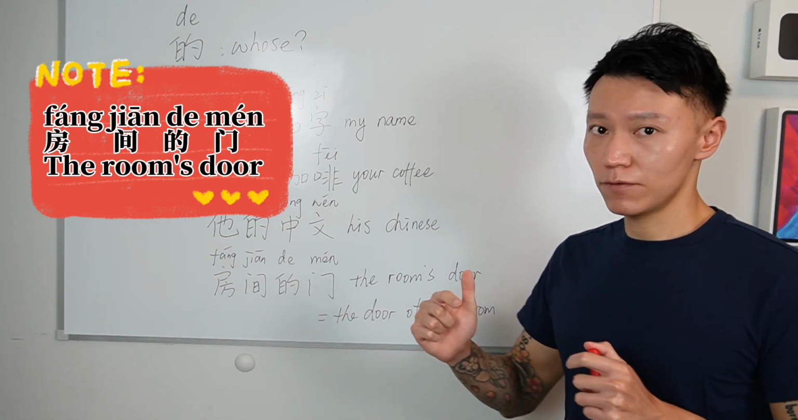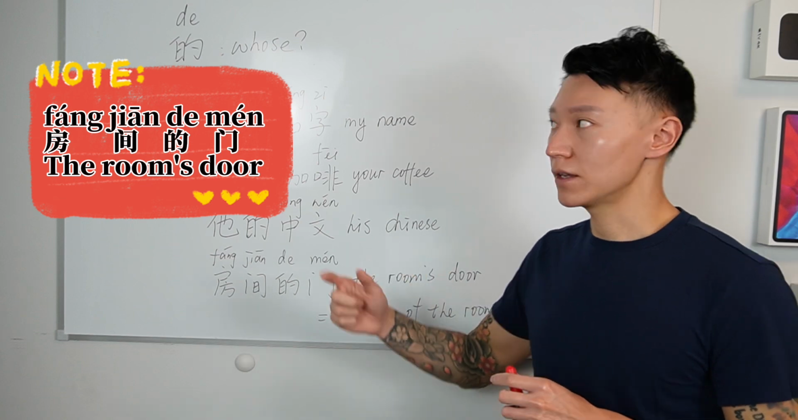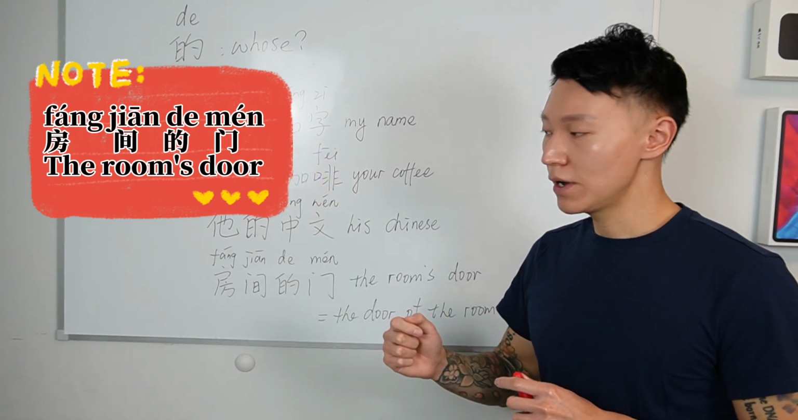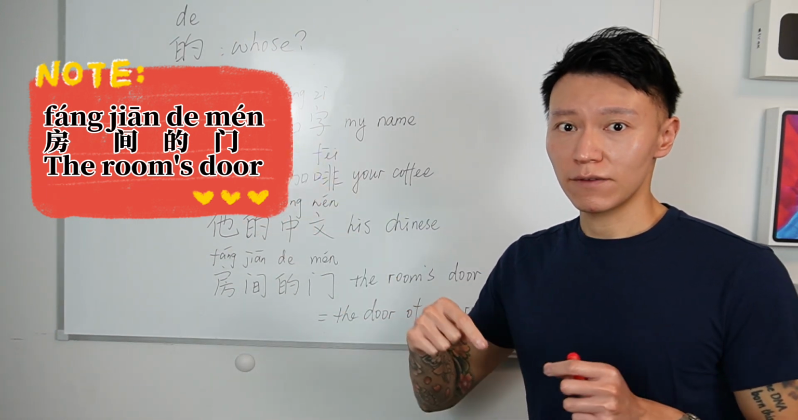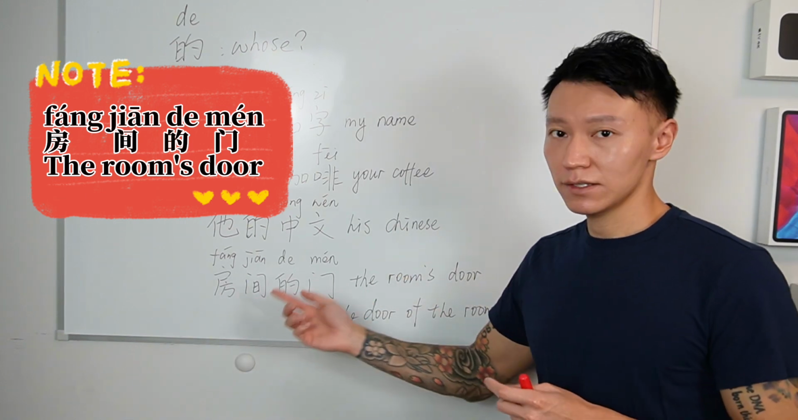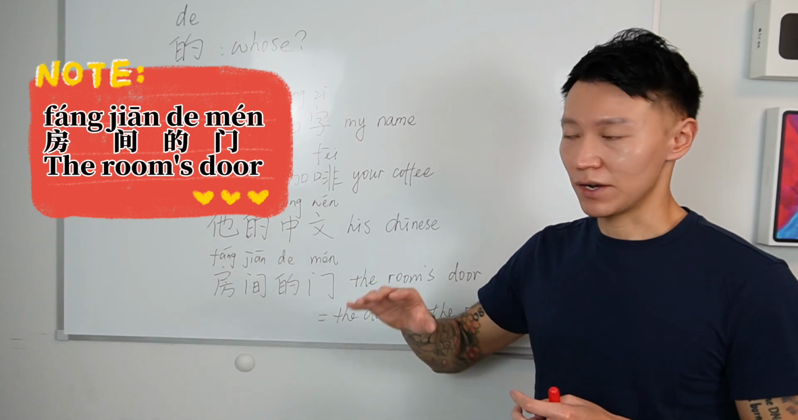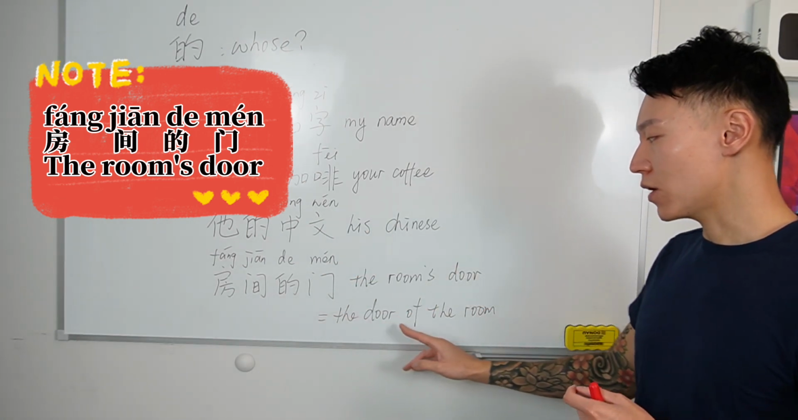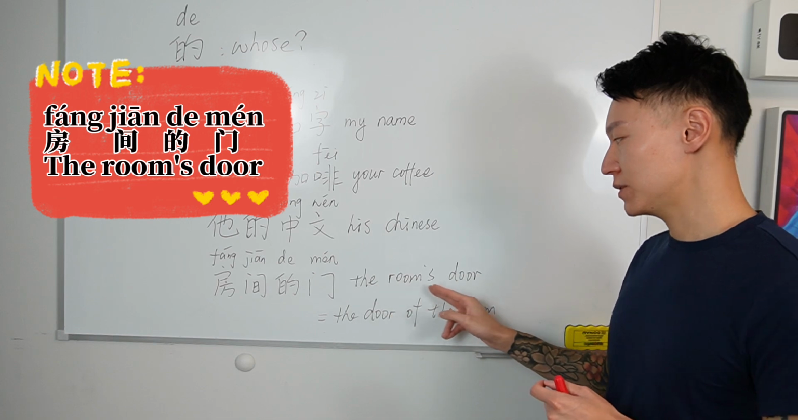So you can see if we want to talk about somebody's something, then it's quite simple. But if we want to talk about something of something, that is how we say it in English. In Chinese, it's another way around. Right? So we don't say the door of the room, we say the room's door.